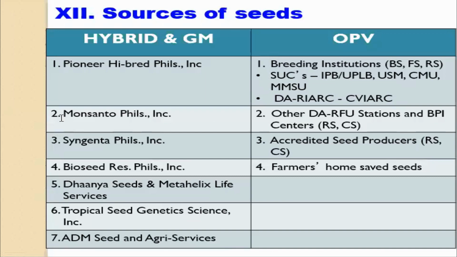So, there are some sources of seed you can engage with. We have Pioneer, Monsanto, Syngenta, Bioseed, Dynamic Seeds, Metahelix Life Sciences, and Tropical Seed Genetic Sciences. They are all life sciences or multinational companies for hybrid and genetically modified corn. And we also have the OPV.